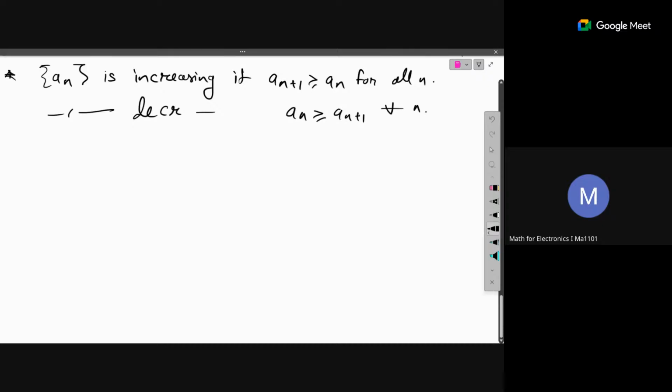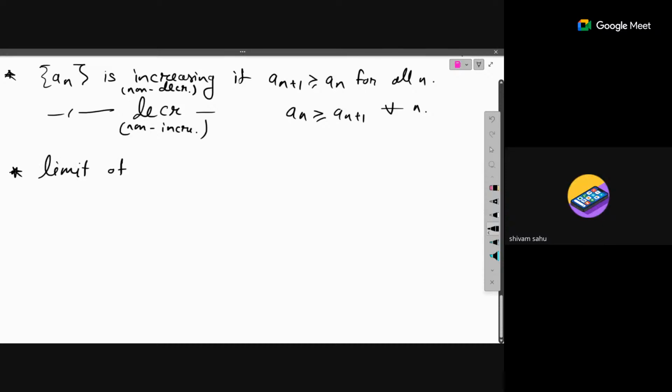Monotone behavior means either increasing or decreasing. Sometimes an increasing sequence is also known as non-decreasing. So that's up to you what terminology you want to use. And sometimes a decreasing sequence is also known as non-increasing. Okay, so these two names are there. Now let's go to the limit of a sequence. So what do we understand by the limit of a sequence?